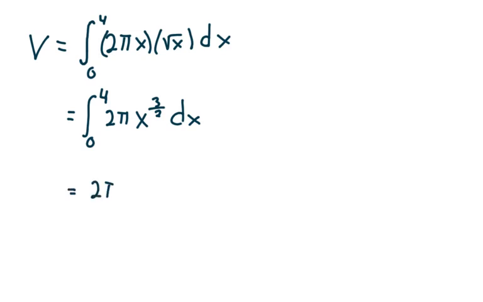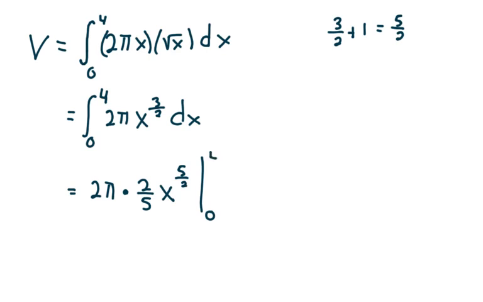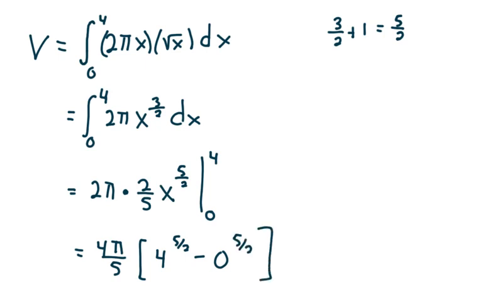So this is 2 pi times. Now, 3 halves plus 1 is equal to 5 halves. So this is 2 pi times 2/5 x to the 5 halves, evaluated from 0 up to 4. Okay. Now, this is 4 pi over 5 times. I'm going to replace x with 4, and I'm going to get 4 to the 5 halves. I'm going to replace x with 0, and I'm going to get 0 to the 5 halves. And I'm going to subtract those two quantities.